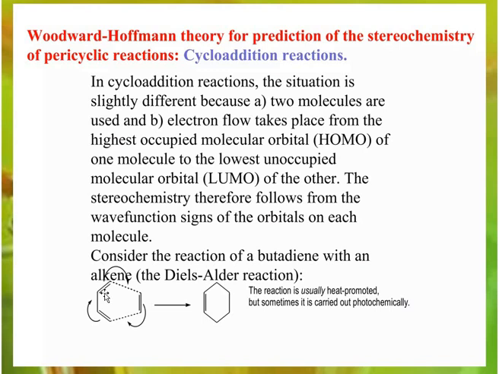Now, Woodward-Hoffmann theory for prediction of the stereochemistry of pericyclic reactions. This is also very important. In a cycloaddition reaction, the situation is quite different because two molecules are used and electron flow takes place from the highest occupied molecular orbital, HOMO, of one molecule to the lowest unoccupied molecular orbital, LUMO, of the other. The stereochemistry therefore follows from the wave function sign of the orbitals on each molecule. Consider the reaction of butadiene with an alkene, the Diels-Alder reaction, you have just seen it.